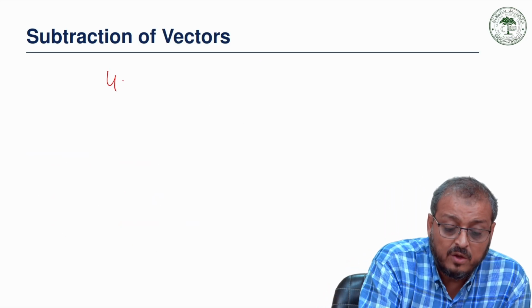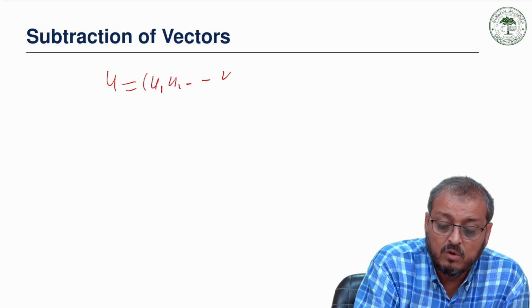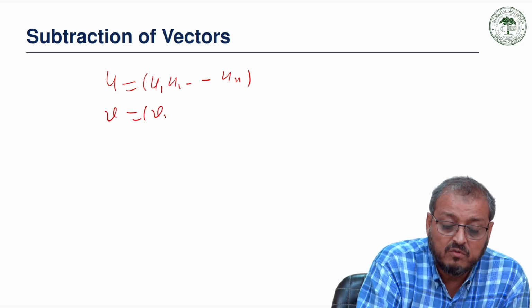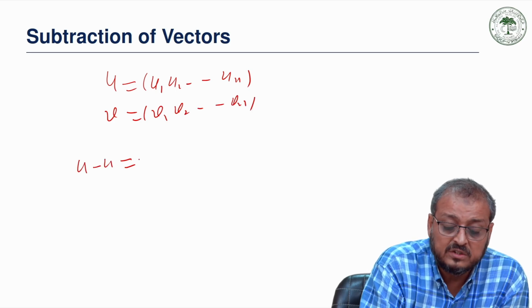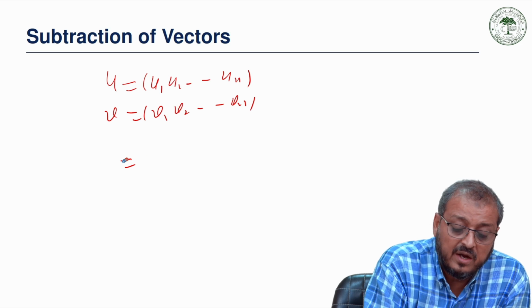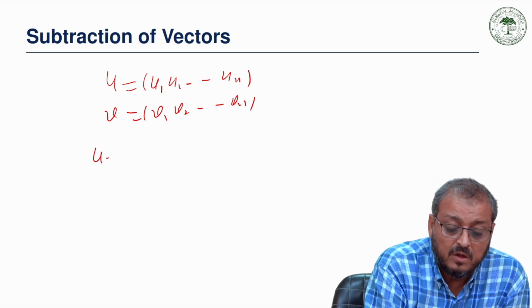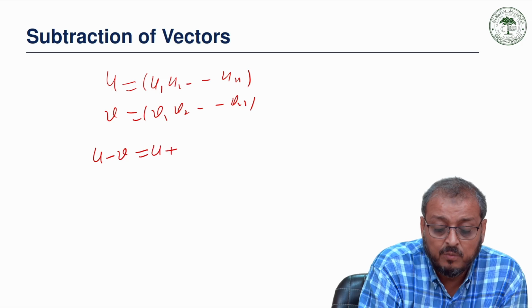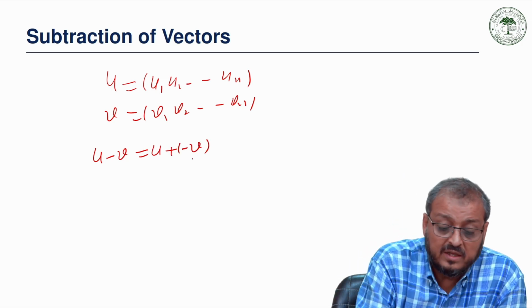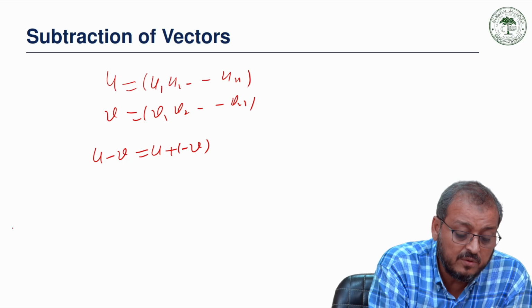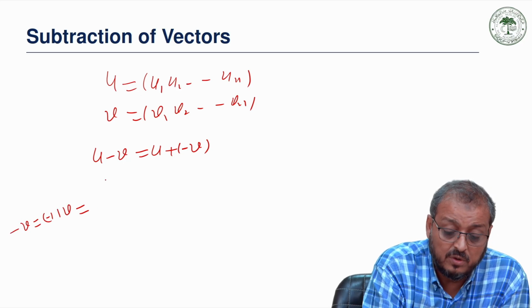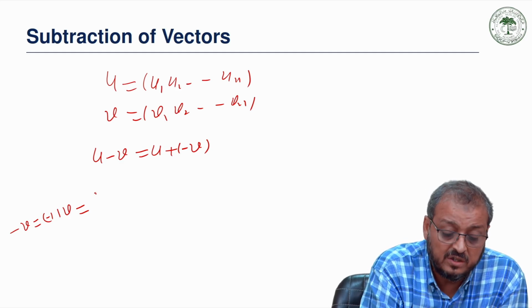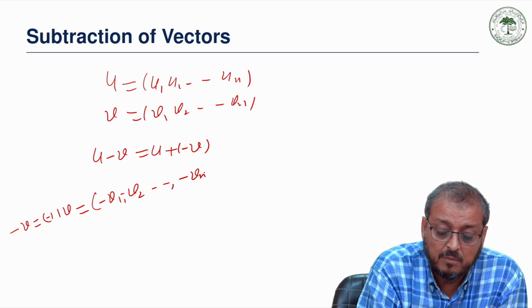If you have u equal to u1, u2 up to un, and v equal to v1, v2 up to vn, then we have to write u minus v. This can be written as u plus minus v, and then we have to calculate minus v. Minus v means we can write minus 1 into v, which is multiplying each and every component by minus: minus v1, minus v2, and so on, minus vn.